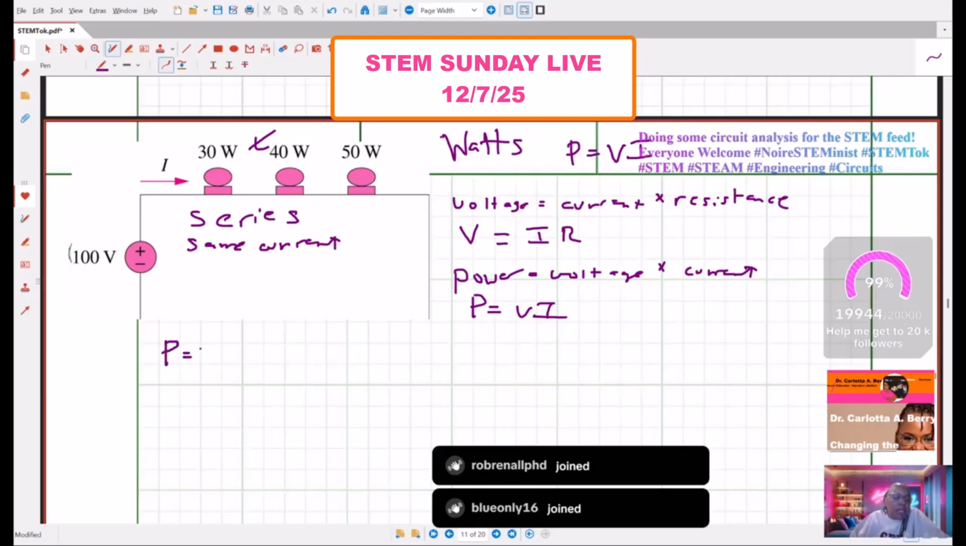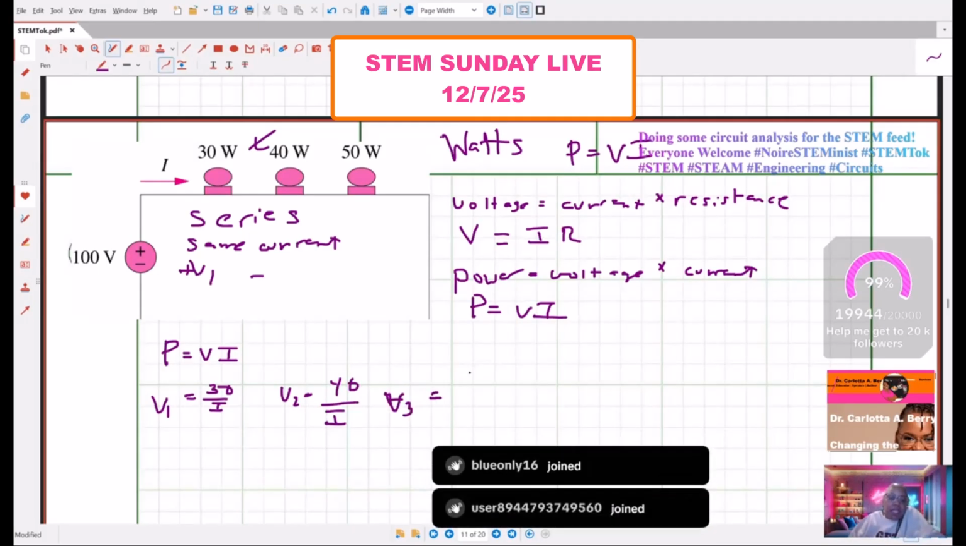So if power equals V times I, and I have 30 watts, then that means V1, the voltage across that first element, is 30 over I. The voltage across that second element is 40 over I. And the voltage across that third element, V3, is 50 over I.